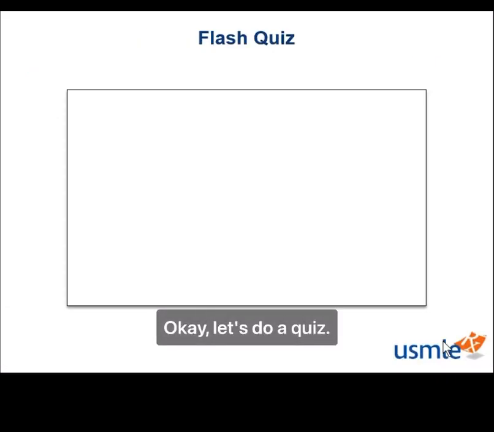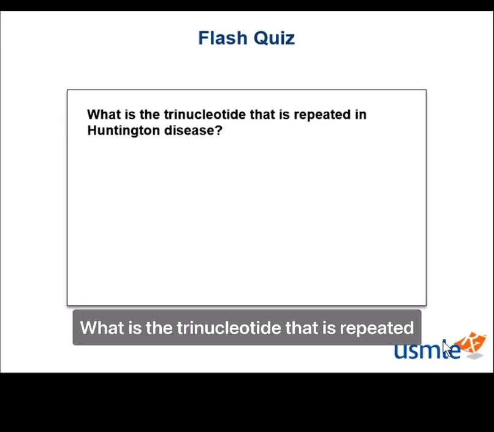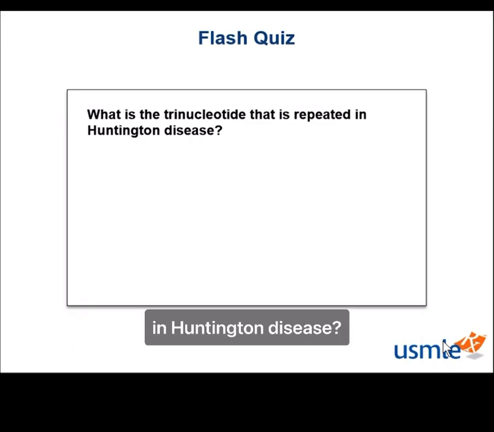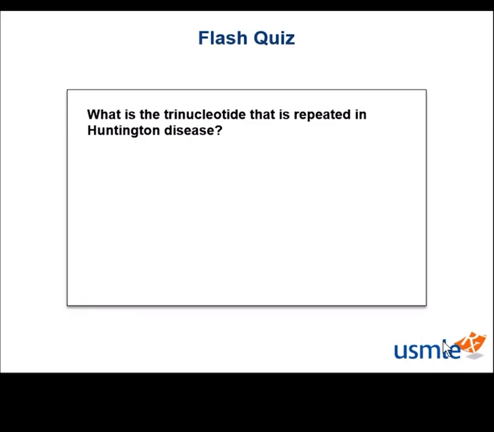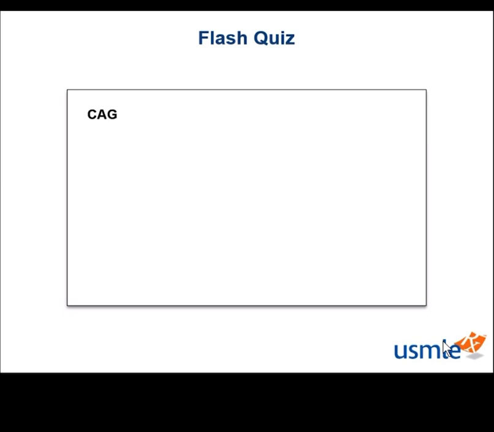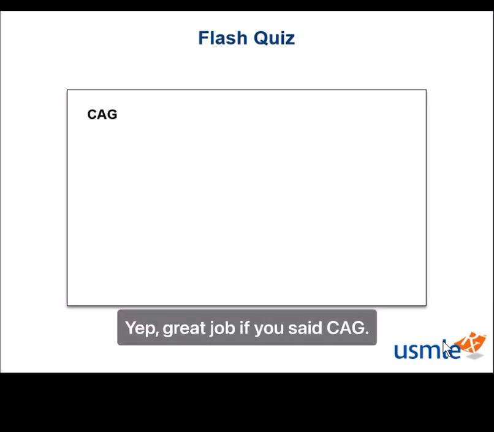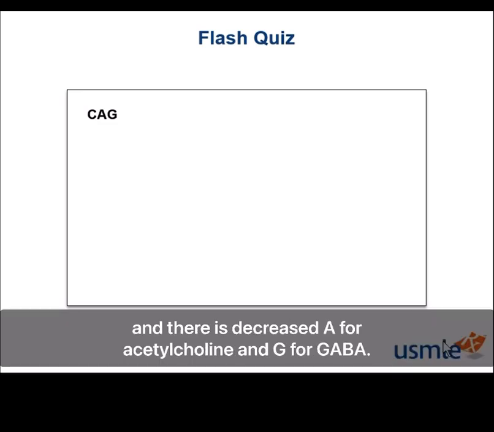Okay, let's do a quiz. What is the trinucleotide that is repeated in Huntington disease? Yep, great job if you said CAG. Remember, caudate is affected and there is decreased A for acetylcholine and G for GABA.